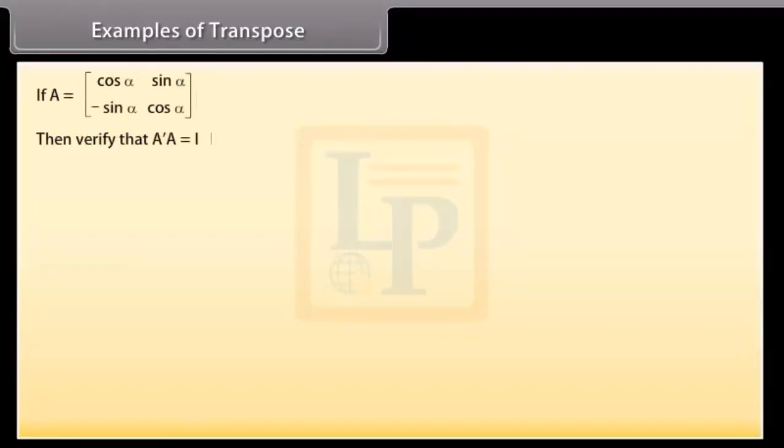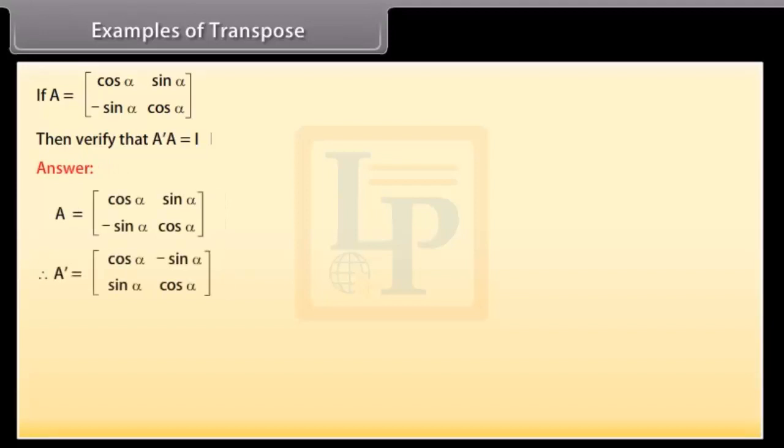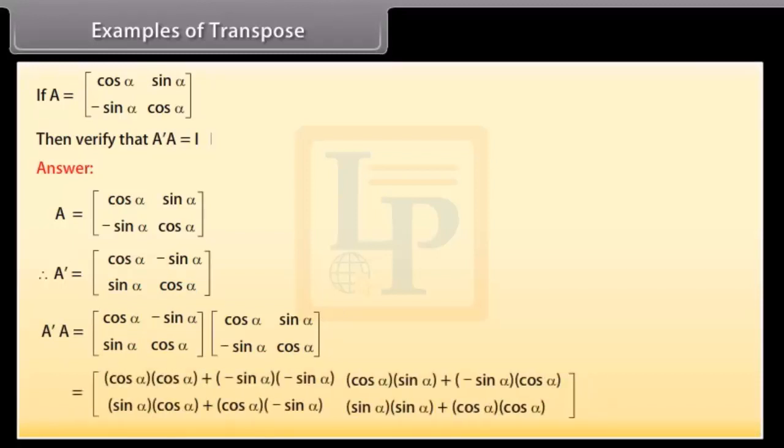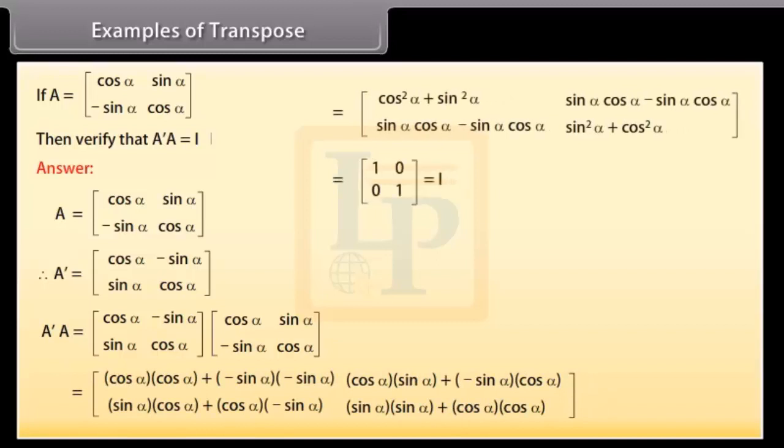Examples of transpose. If A is given, then verify that the transpose of matrix A times matrix A is the identity matrix. A is given. Therefore, its transpose A dash is the matrix row-wise, first row cos alpha, minus sin alpha, second row sin alpha, cos alpha. Multiplying A transpose and A and solving, we get A transpose A is equal to the identity matrix, hence verified.